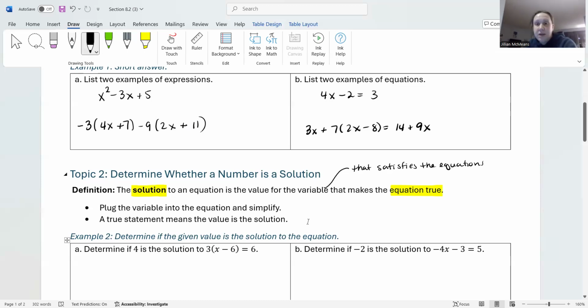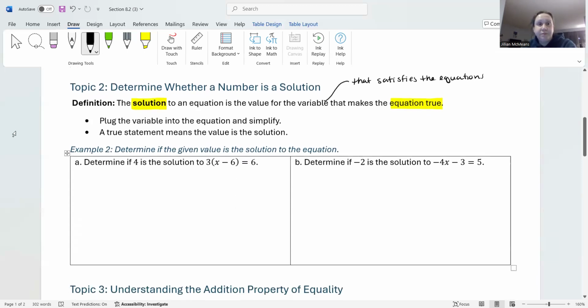Okay, so let's look at example 2. Example 2 says determine if the given value is the solution to the equation. For part A, it says determine if 4 is the solution to 3 times (x minus 6) equals 6. So we're going to rewrite the whole equation. Anywhere we see an x, we're going to plug in a 4. So we get 3 times (4 minus 6) equals 6. And we want to know, is the left really truly equal to the right? So we need to simplify the left.